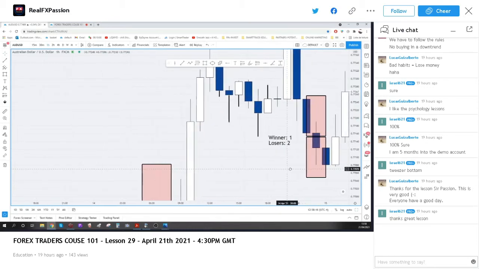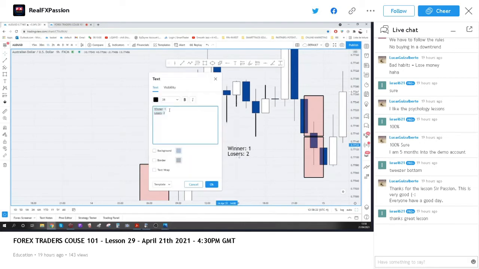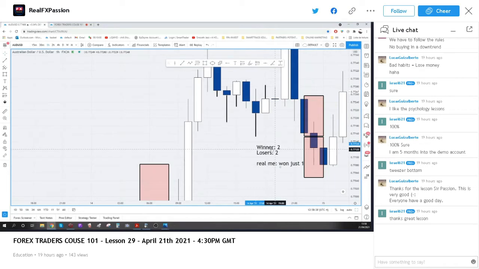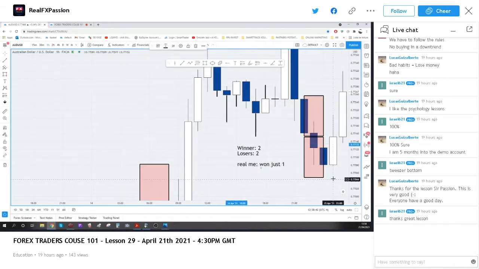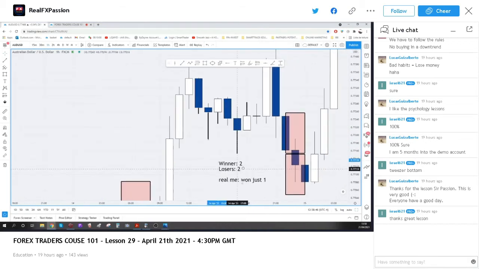And bam, it was a winner. So, I cannot say. So I'm going to put two winners because we are monitoring the concept. But really I won just one, because I will not take this trade. I was scared. Makes sense. But I can see that this was a winner. So let's move on to the next one, and it's moving up, right?